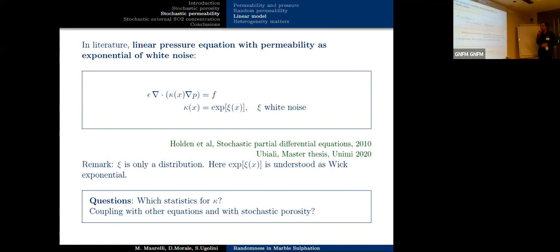I guess, however, this is not the most realistic statistics for K. This, by the way, is taken from a book by Holden and other people about SPDEs, and our former student Andrea also studied this, and the previous model, within his master thesis. So anyway, the question again is which statistics should we take for K? And also, if K is very rough, then the coupling with the other equation might not be that easy.